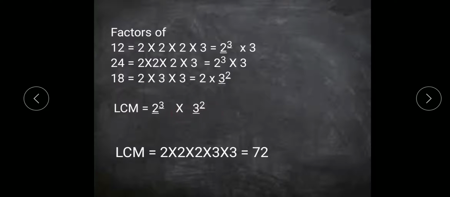Now in LCM we take all the factors, with the maximum number of times they are repeated. As you can see, 2 is repeated the maximum number of times as 2 raised to 3. Here we have 2 raised to 1, 2 raised to 3 and 2 raised to 3. So we take 2 raised to 3. Then for 3, the maximum is 3 raised to 2. In the other two cases 3 is repeated only 1 time. So 2 raised to 3 multiplied by 3 raised to 2 means 2 is multiplied 3 times and 3 is multiplied 2 times. On finding the product we get the LCM 72.